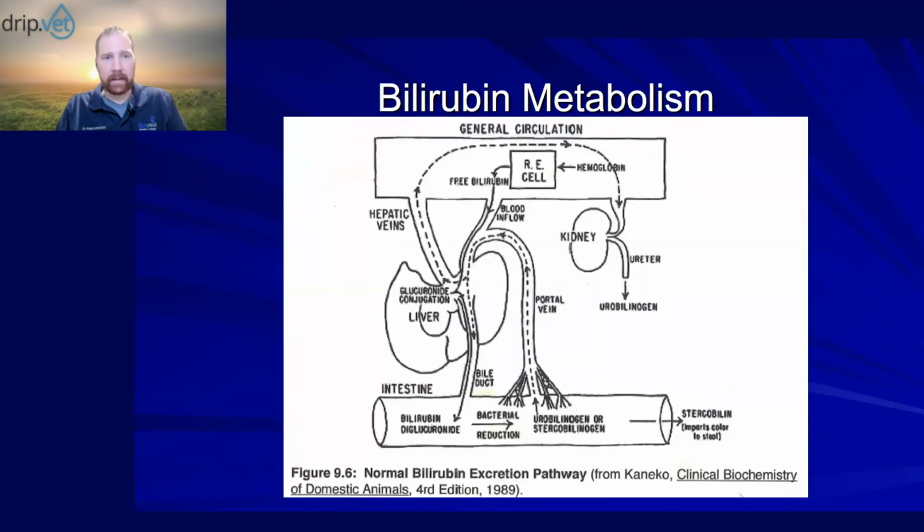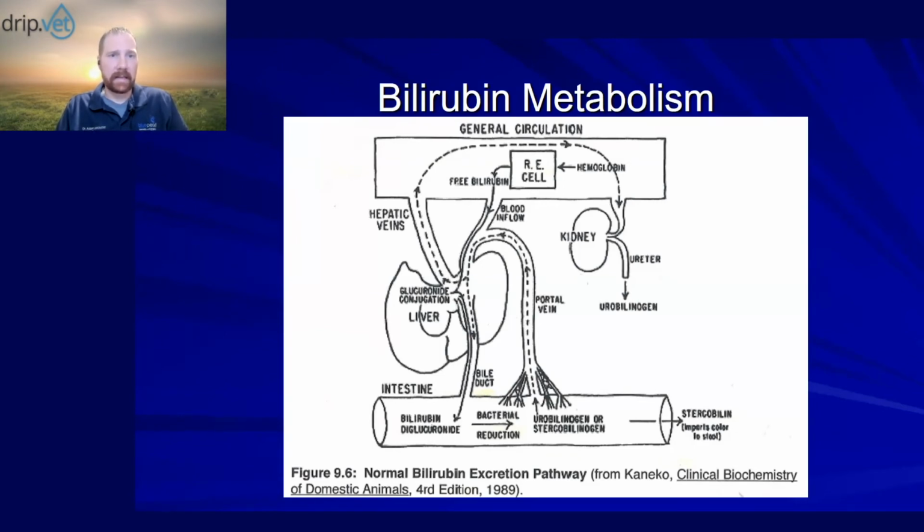Once it's in the duodenum, it actually gets further broken down into a couple of different components. One is urobilinogen, and the other is stercobilinogen. And you can see that here on this graphic. I guess the bottom part of that is the intestinal part.